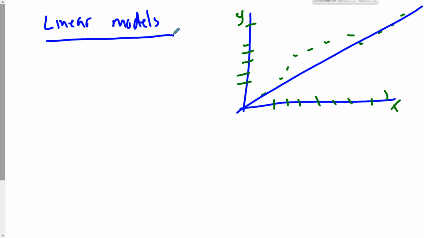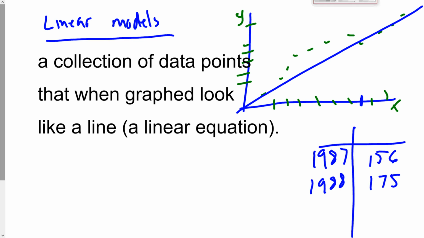Linear meaning line, and it's a model that looks like a line, right? And it helps us make predictions about, well, what about at this time? At this time, what's the degrees going to be? A linear model is just a collection of points that are best represented by a line. So a collection of data points that when graphed look like a line, a linear equation.